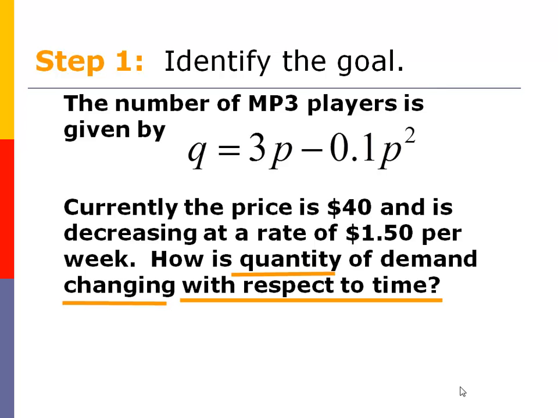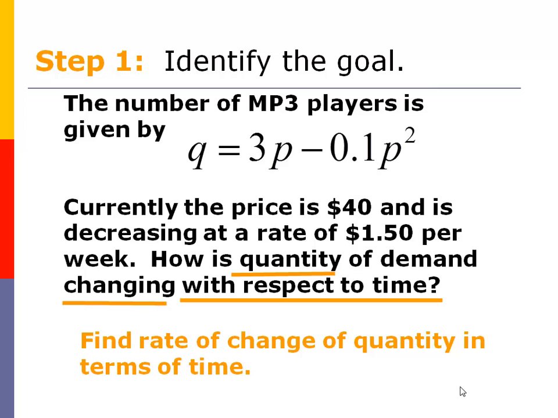And then with respect to time, so what I'm looking at here is the derivative of quantity with respect to time. Okay, so that's what I want to find. I want to find a rate of change, quantity in terms of time. So like a dq over dt kind of situation.